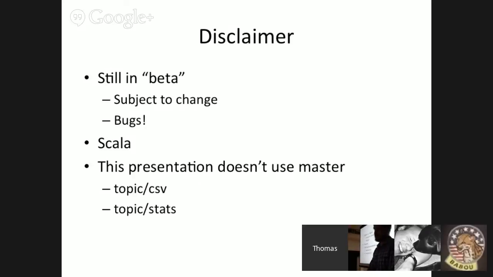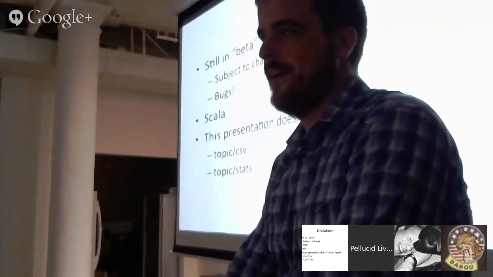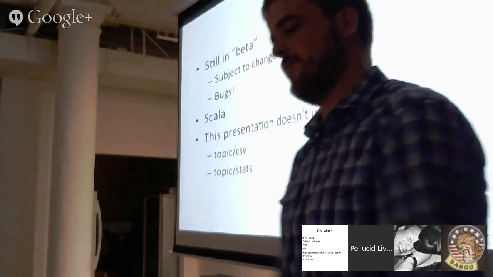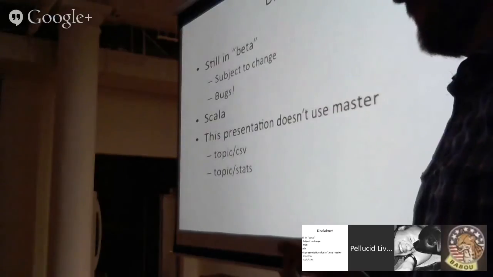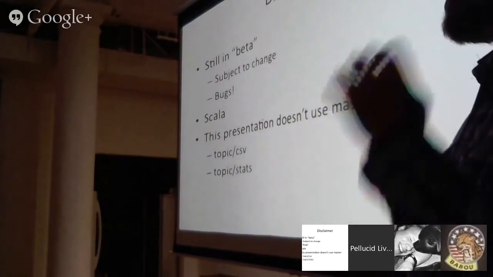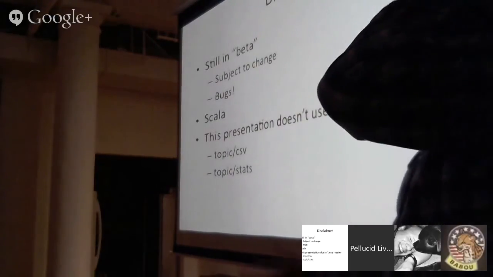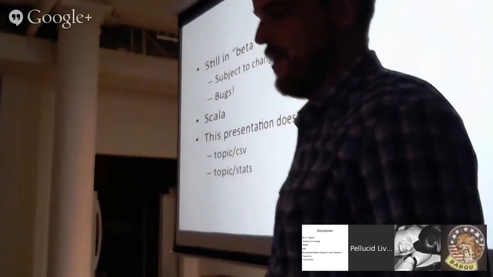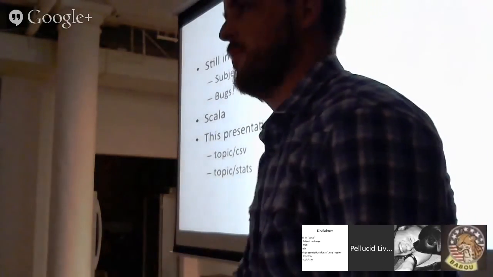My disclaimer is that Framian itself is still in beta. There's still a lot of changes as we use it and see what we need from it, so there are obviously a lot of bugs as well. Of course, it's in Scala. The other thing is that there are a couple of branches I use in this that aren't currently merged into master. One of them is CSV, which redoes our CSV support. It's a lot nicer now, but just not in master yet. Same thing with a little bit of stats.